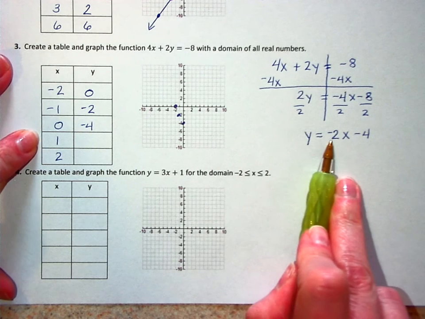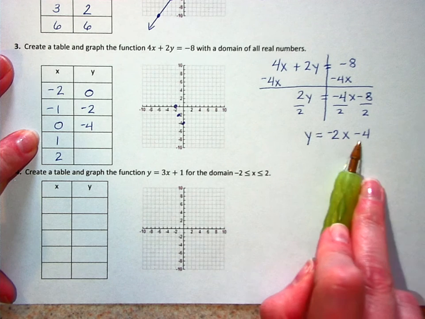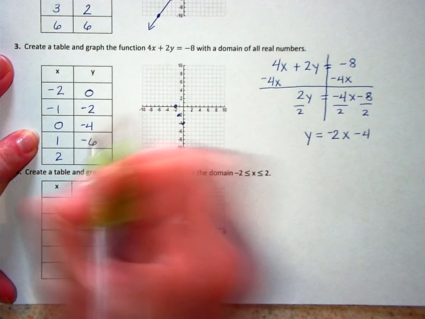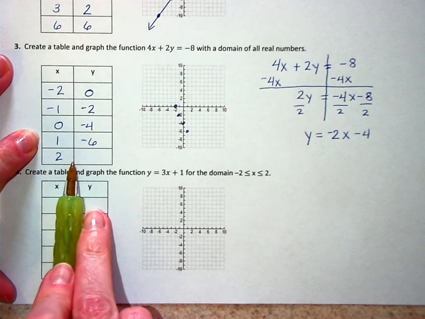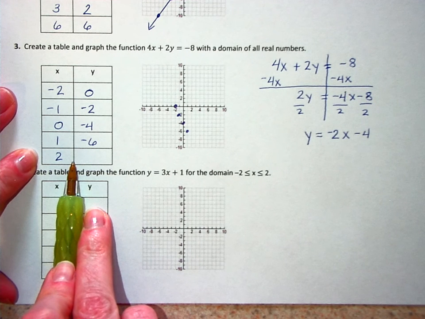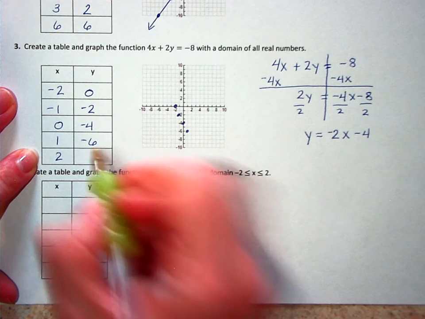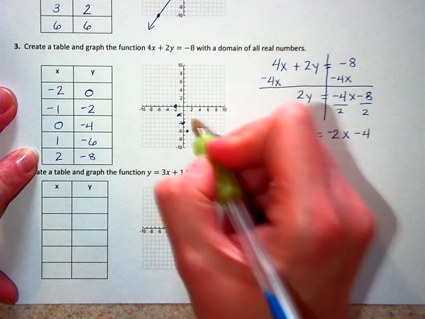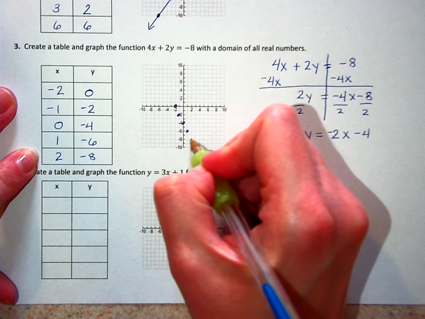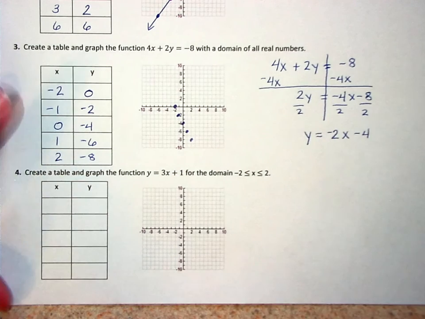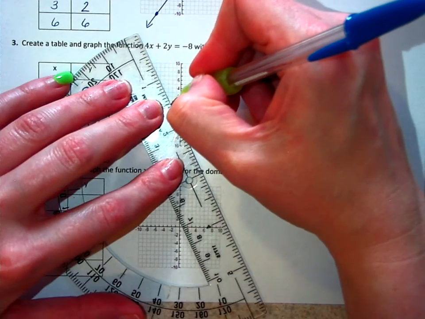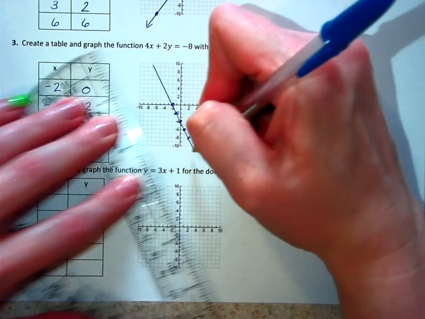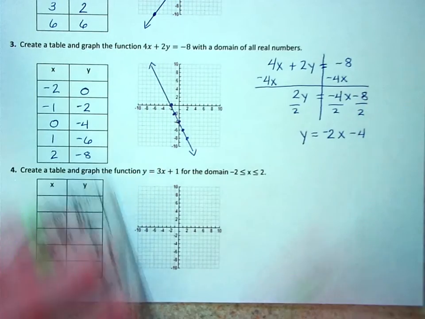Negative 2 times 1 is negative 2. Negative 2 minus 4, negative 6. So positive 1, negative 6. And then negative 2 times 2 is negative 4. Negative 4 minus 4 is negative 8. So 2, negative 8 here. And again, since it says domain of all real numbers, draw your line through those points and make sure you put arrows.